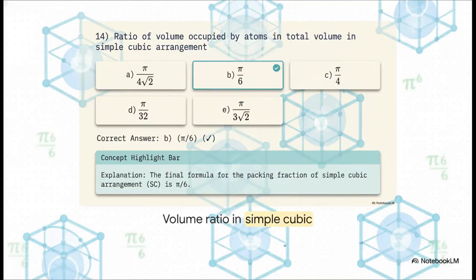Question 14. Ratio of volume occupied by atoms in total volume in simple cubic arrangement. A, pi over 4 root 2, B, pi over 6, C, pi over 4, D, pi over 32, E, pi over 3 root 2. Correct answer, B, pi over 6. Explanation. The final formula for the packing fraction of simple cubic arrangement is pi over 6. This one comes directly from that algebra substitution step we looked at earlier. It just goes to show why remembering those derived formulas is absolutely crucial.